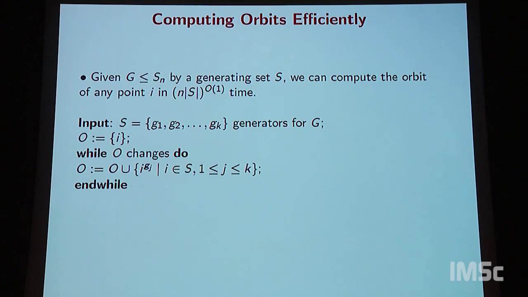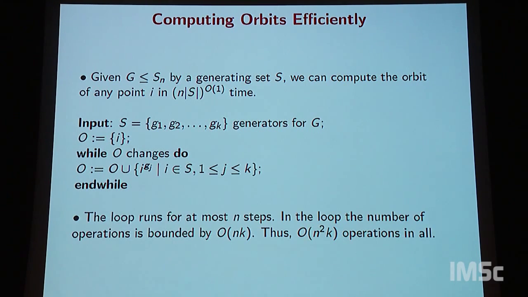Just to remind ourselves that it's also computer science, I've written a little program there. Input is a bunch of generators for G. I initialize the orbit as i, and then as long as the orbit changes, I apply all the generators. Oh, what I've written is not nice. This i should have been in O. I apply all the generators to, this S should have been O, sorry. That's a typo. But you understand how it works.